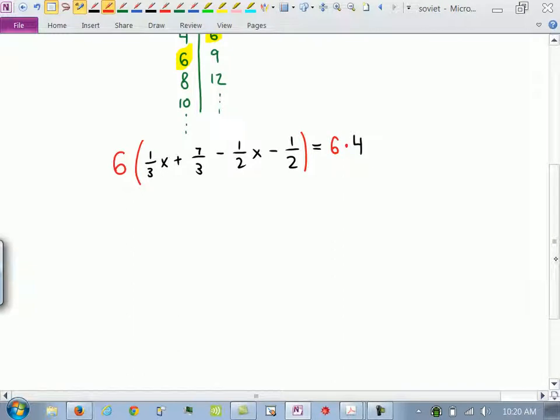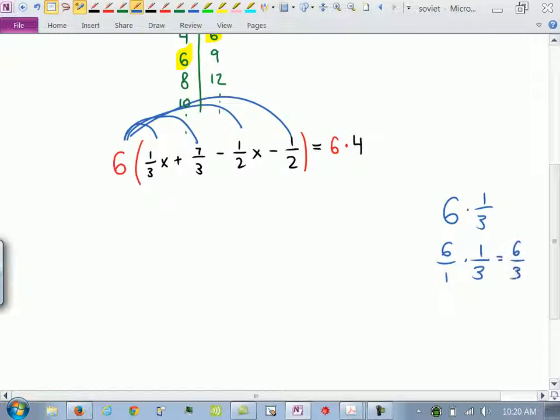All right, fun with fractions now. We get to distribute that 6 through. That 6 will multiply times 4 terms like this. So what is 6 times 1/3? 2. 6 times 1/3 is the same as 6 over 1 times 1/3, which is 6 over 3, which is 2, right?